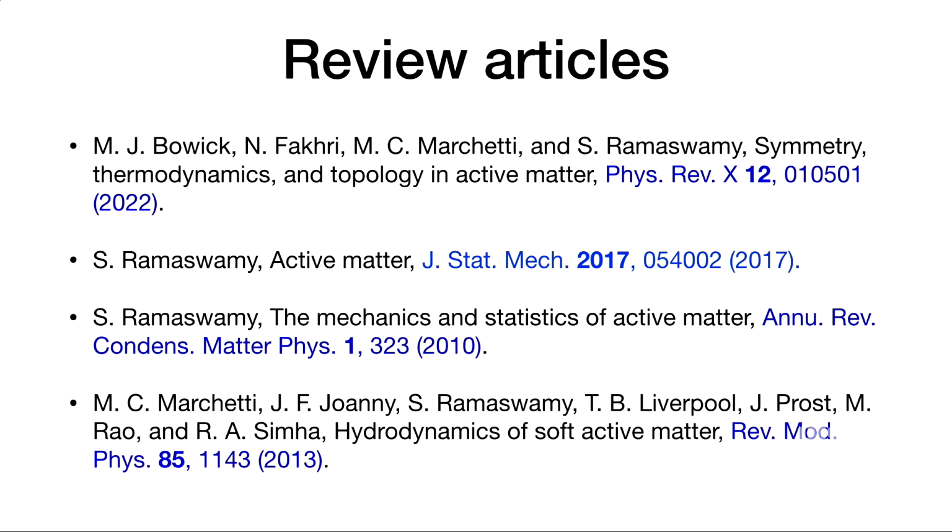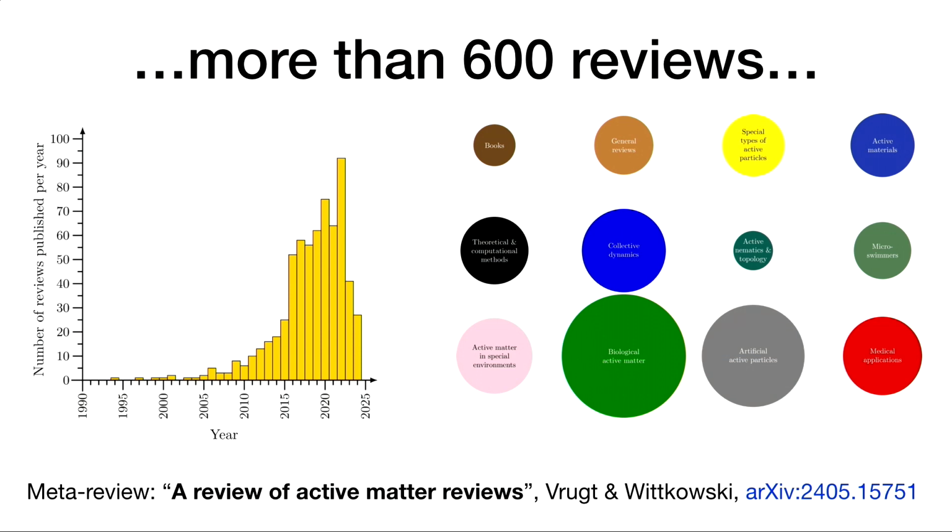If you want to learn about this, there are excellent reviews, but it turns out there are too many reviews. It shows how the field is growing. Apparently there are more than 600 reviews, and the size of each disk represents the fraction of reviews in that field. There is in fact a meta-review which reviews all these reviews, because there are so many that you cannot keep track of them. Yes, I think we should now name it interactive.